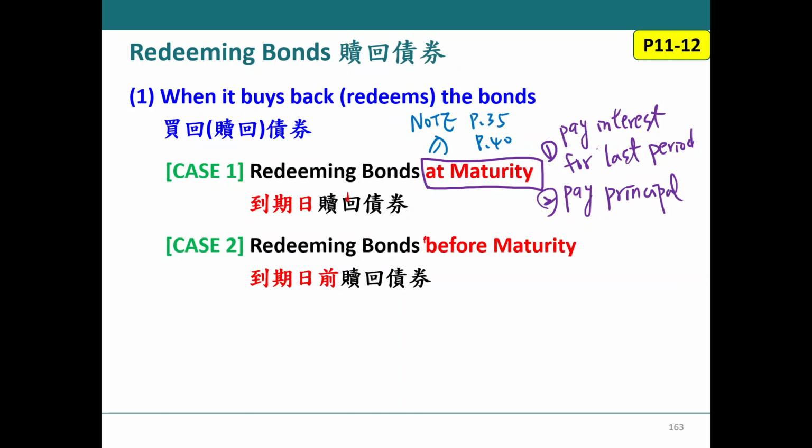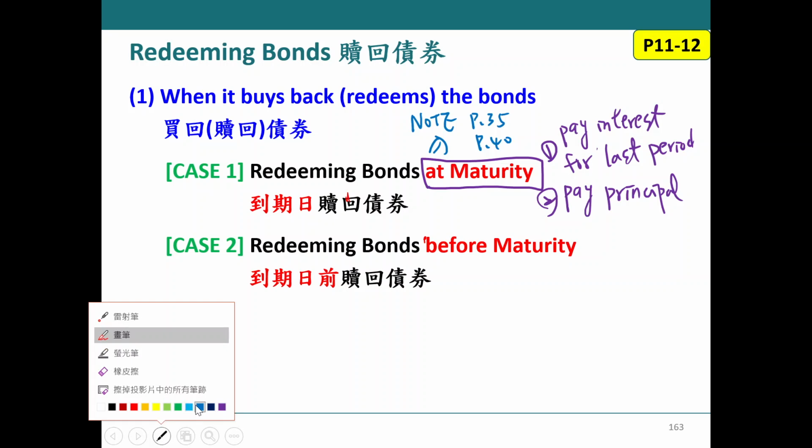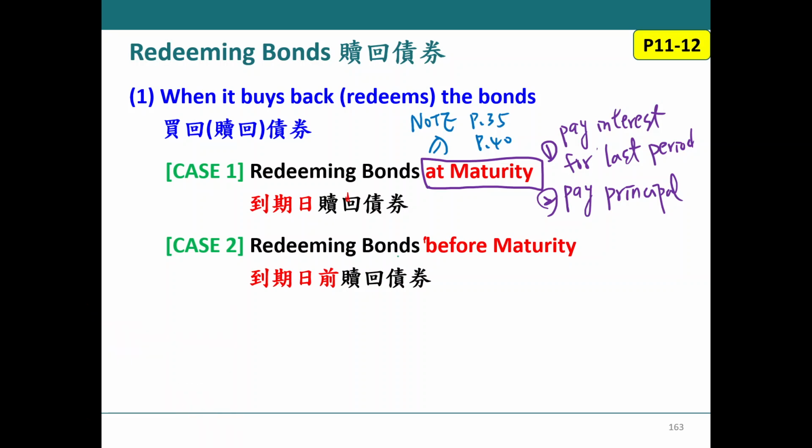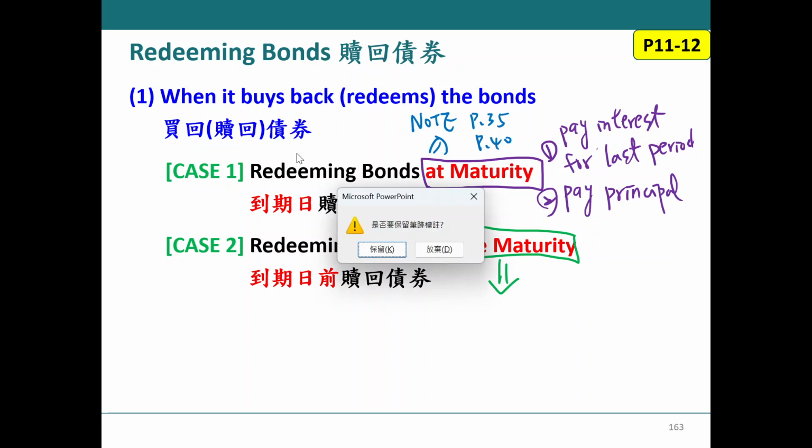Sometimes you want to pay the money before maturity date. So when you decide to pay the money before maturity date, could you tell me, could you do that? You want to do that, could you do that? Huh? You can? How? Only when you issue what type of bond? Callable bond.